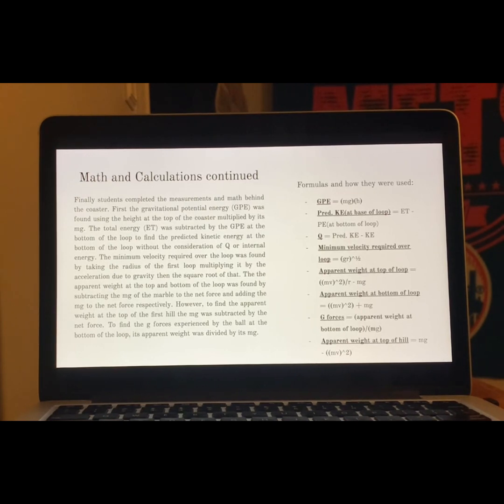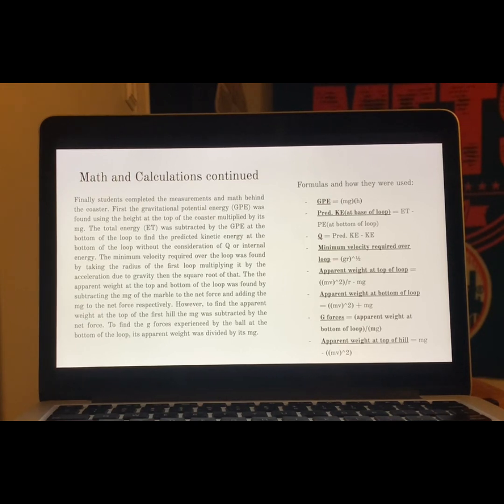First, the gravitational potential energy was found using the height at the top of the coaster multiplied by its mg. The total energy was subtracted by the GPE at the bottom of the loop to find the predicted kinetic energy at the bottom of the loop without the consideration of Q or internal energy. The minimum velocity required over the loop was found by taking the radius of the first loop, multiplying it by the acceleration due to gravity, then the square root of that.